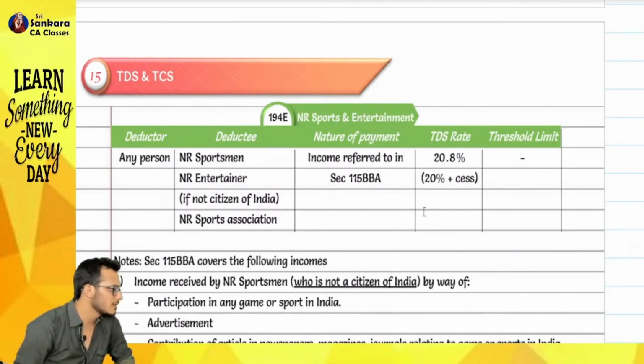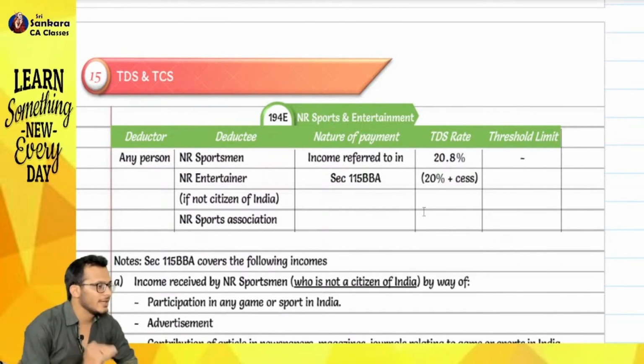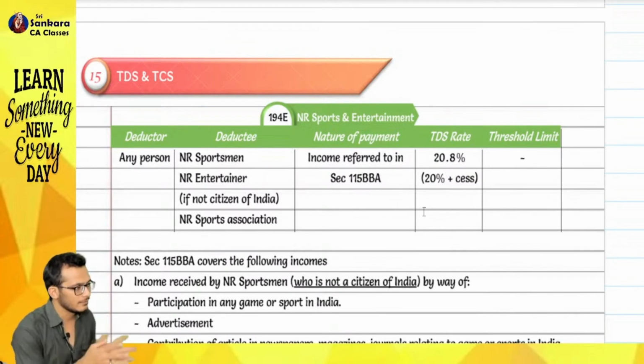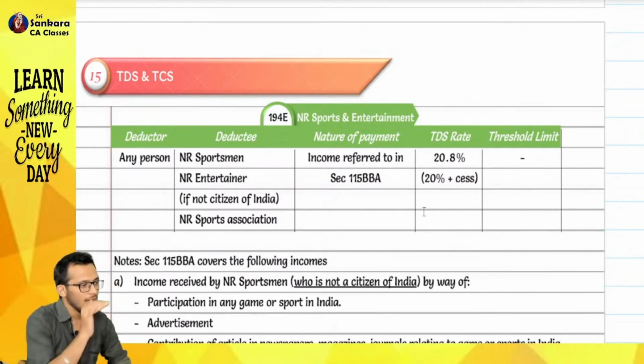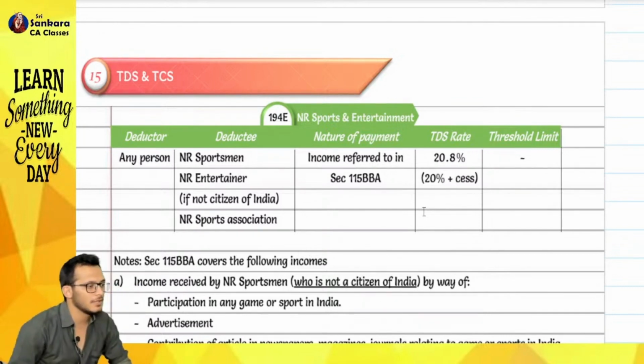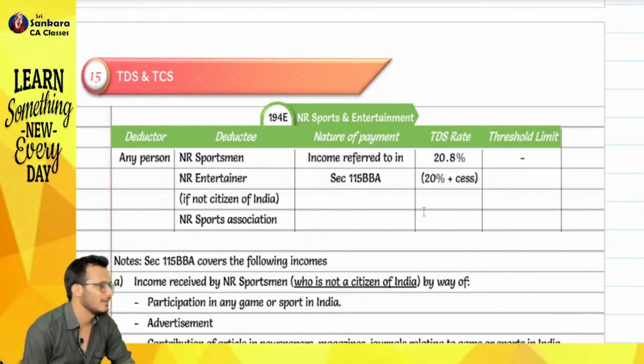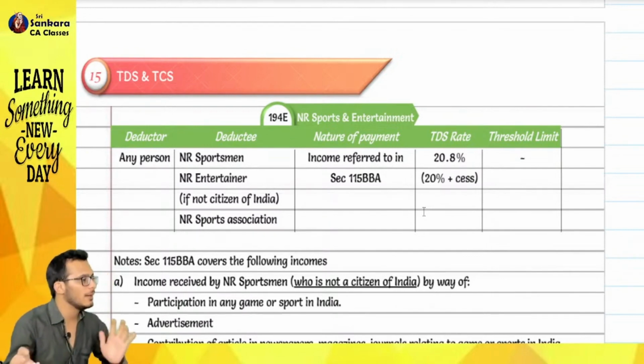If you are a sports person, either you have come to India for playing, or for advertisement, or for writing articles. Any of these three scenarios will be taxable under 194E. If you are an entertainer, what will you come to India for? Singing, entertainment, performing. And if you are a sports organization, you come to India for collaborating with other organizations.